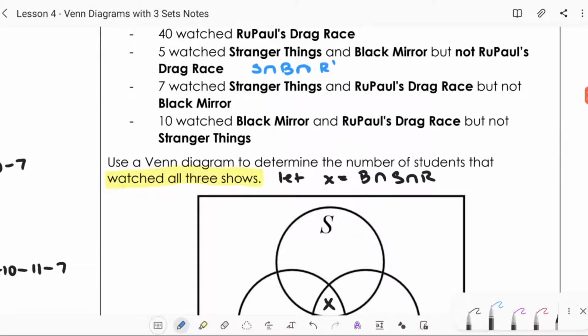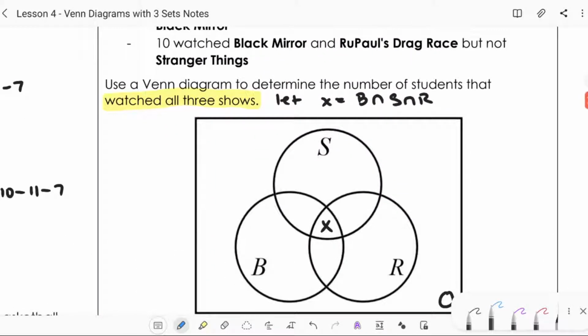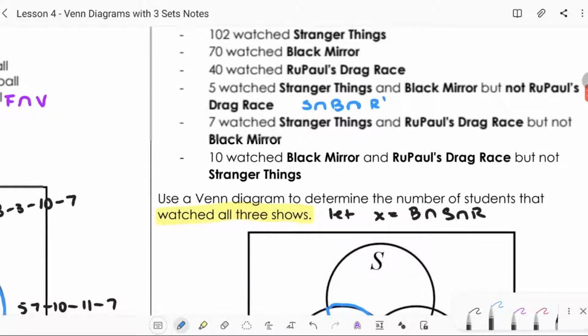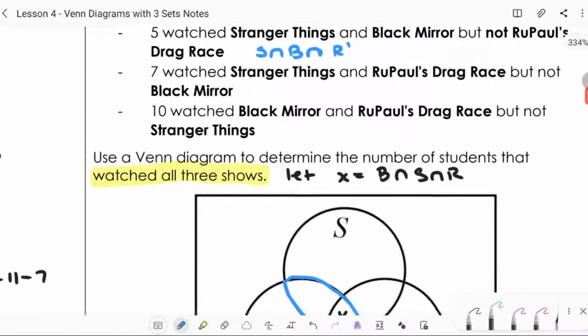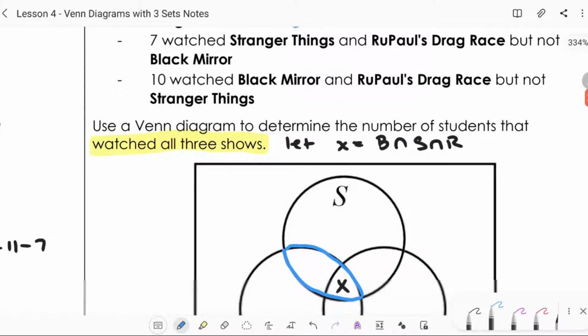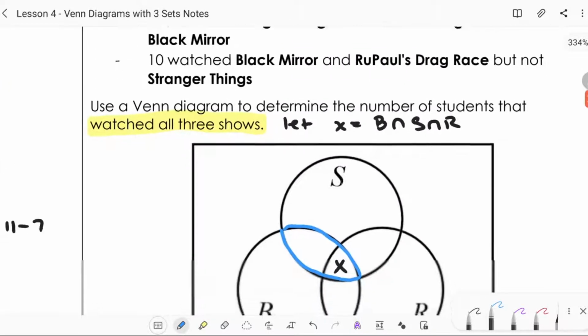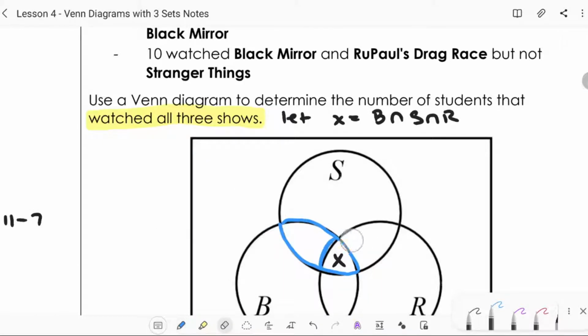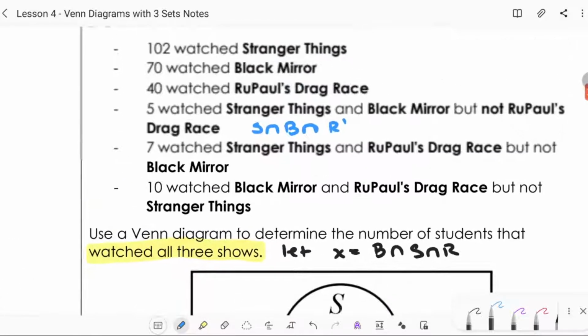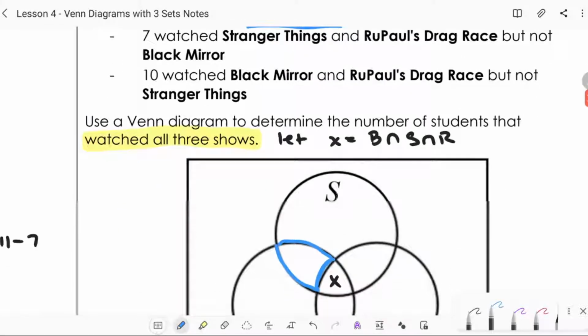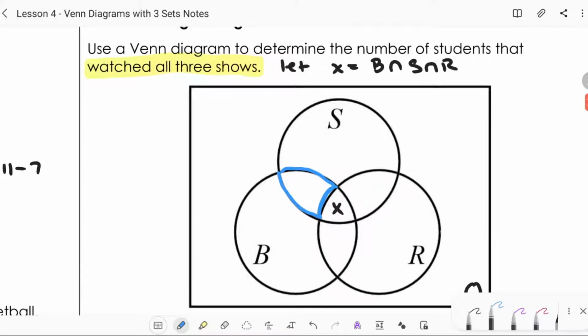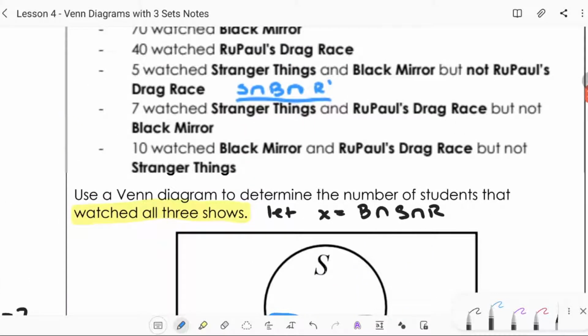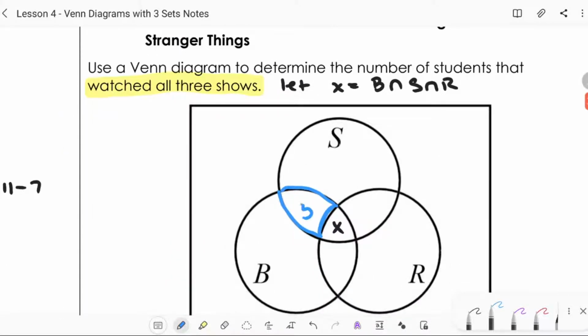Well, let's worry about just Stranger Things and Black Mirror first. Right, this is S intersect B. If I then include the intersection of not R, essentially I'm cutting off this segment here where the R is included. So I can get rid of that all 3 section, and really this is what this is telling me. Where are S and B overlapping, but excluding the point where it also overlaps with R. So that's what this 5 is. This 5 goes right here.